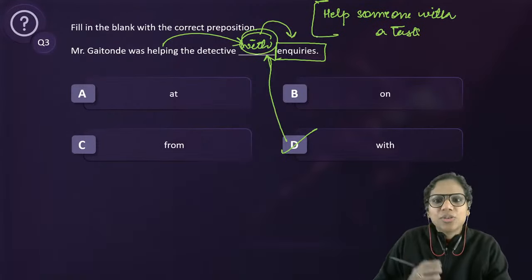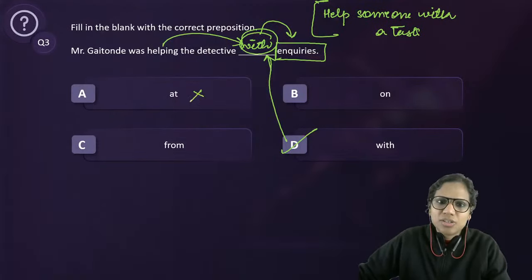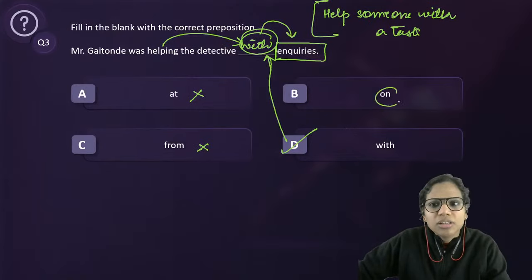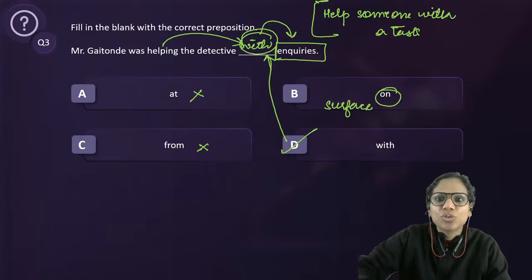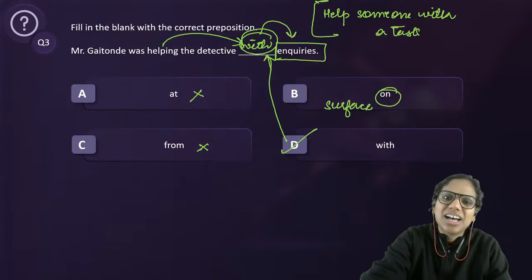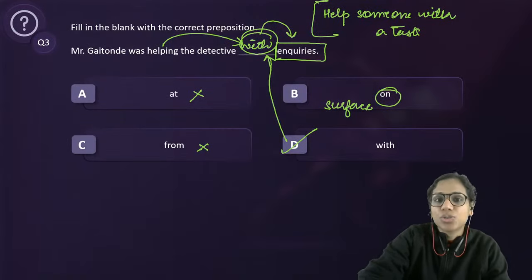That's how we use it, with a task. So with is the preposition. At enquiries no, from no, on no. On is the preposition of surface. So enquiries के ऊपर थोड़ी कुछ है, right? So on will also not be used. D Delhi is the answer here, and we just saw two very different uses of with.